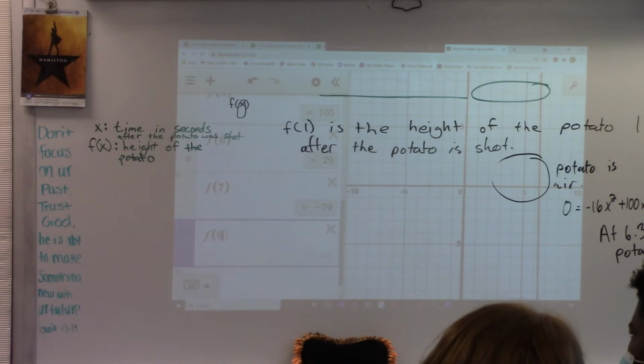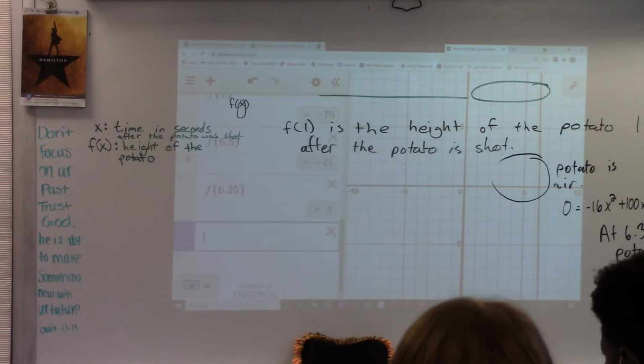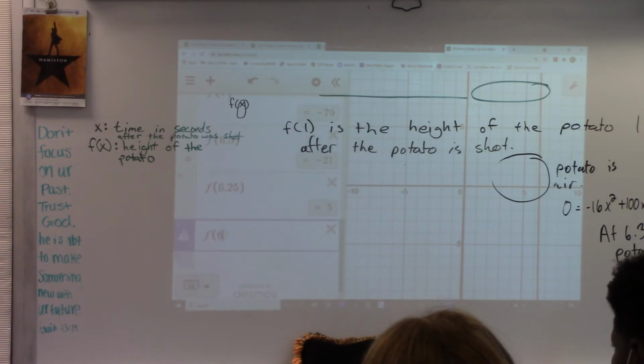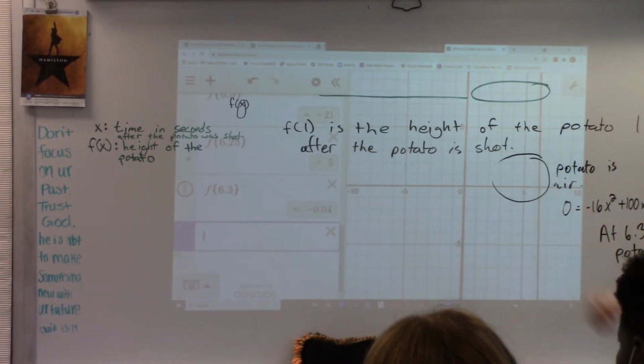f of 6.5, still negative. So I'm going to go back a little bit more. f of 6.25. Okay, that's positive, just barely positive, but still positive. f of 6.3. Okay, that's basically 0. It's close enough that that's why it reported 6.3 here on the graph. Can you guess and check?